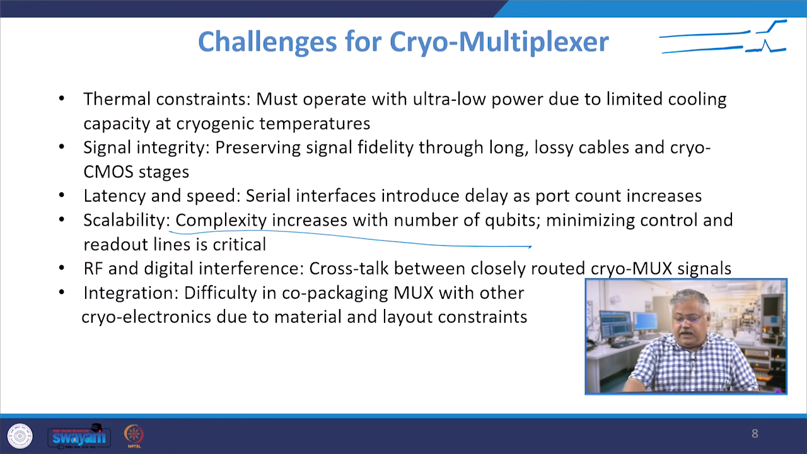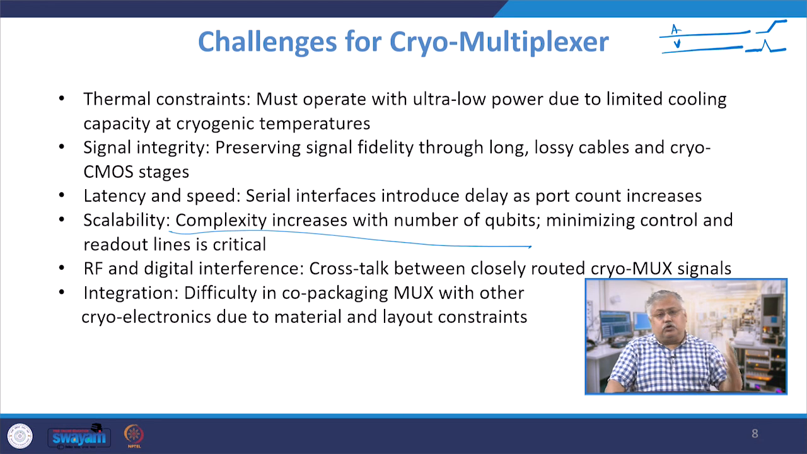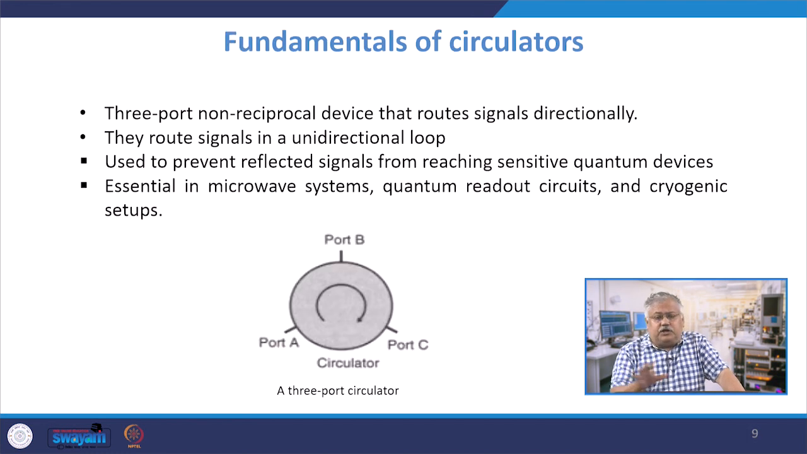So, this is basically a victim and this is an aggressor. And integration, and therefore RF and digital interferences are an important issue as far as cryo-multiplexers are concerned. There is also difficulty in packaging MUX with other cryo-electronics, and this is primarily because of material and layout constraints. That is the major problem area which you face when you use a cryo-MUX. So, we have finished with MUX, and given a basic idea about MUX.